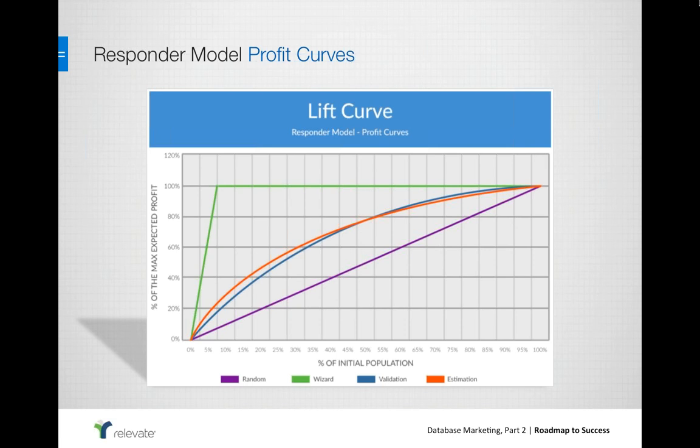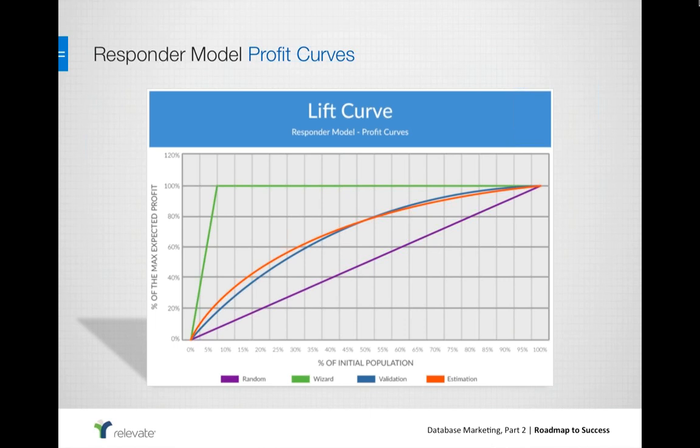This next chart is designed to show the approximate lift in response versus total randomness at various levels of solicitation. The diagonal line that is shaded purple depicts total randomness. So 10% of the solicitations would expect to generate 10% of the response, 50% of solicitations should generate 50% of response, etc. The green line, depicted as wizard, shows what would happen if you were able to create a perfect model. That is the ability to generate all responses within a very small portion of the solicitation universe. This does not happen in the real world, however.